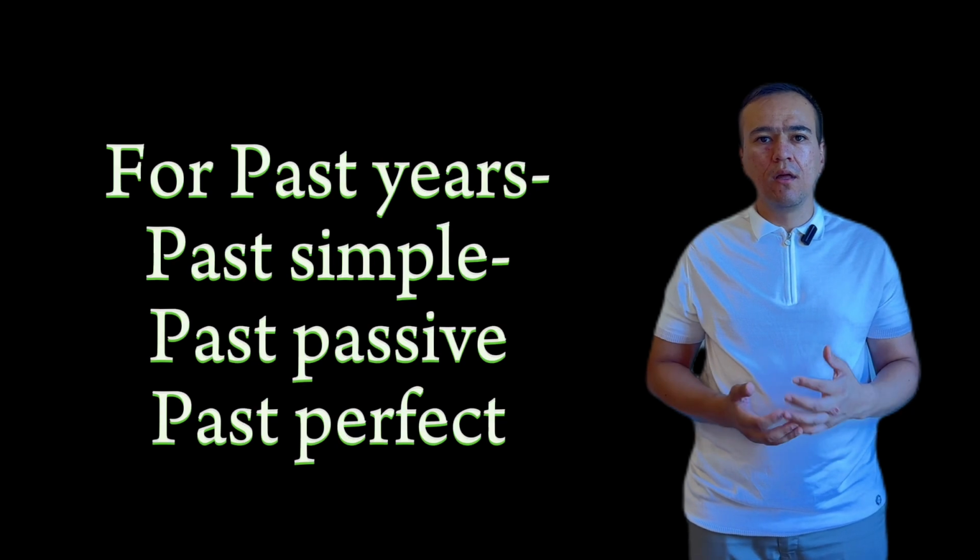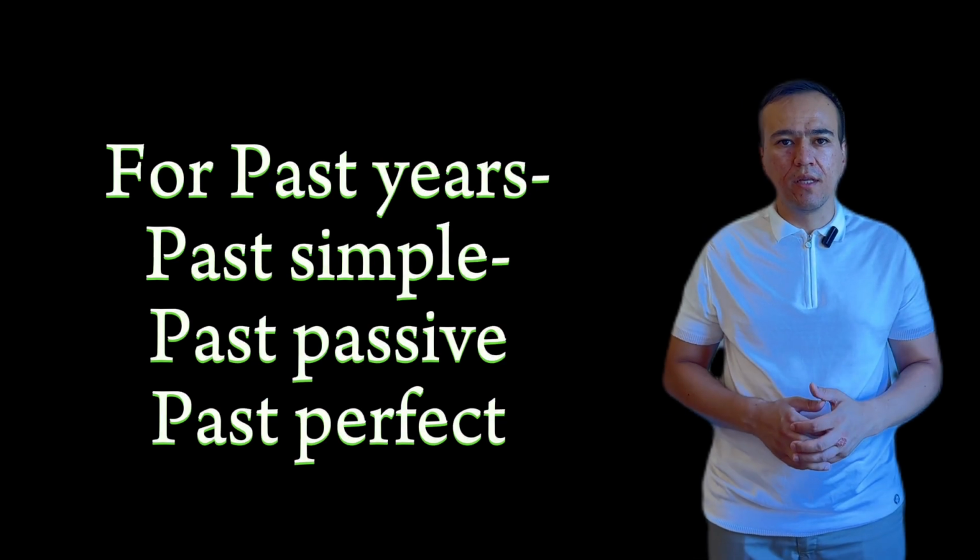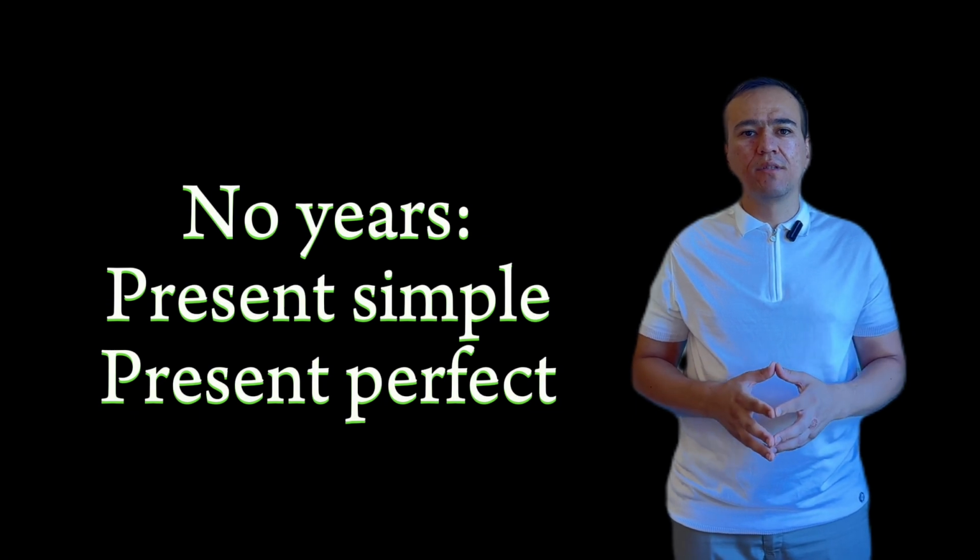In terms of grammar, we mostly use active tenses, but you can use passive voices as well. If there is past years, we can use past simple, past passive, and past perfect tense. If there is no year, we can use present simple and present perfect tenses. If the year is future, we will use future tenses.